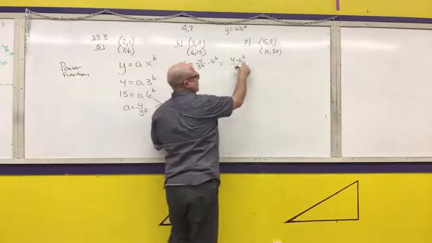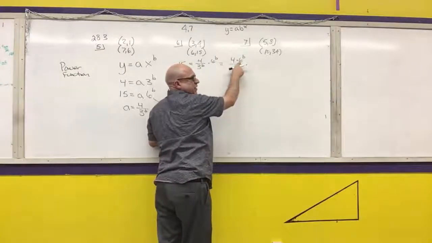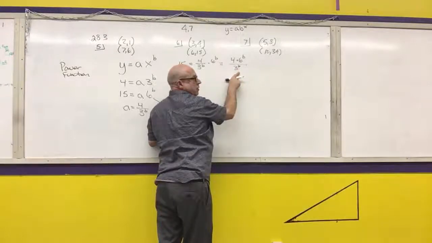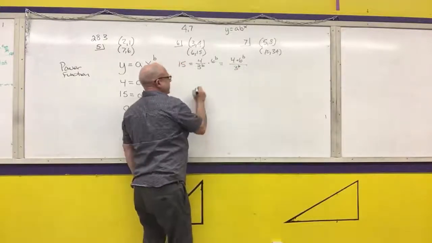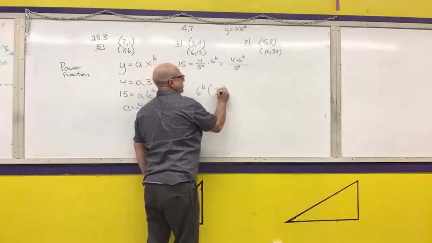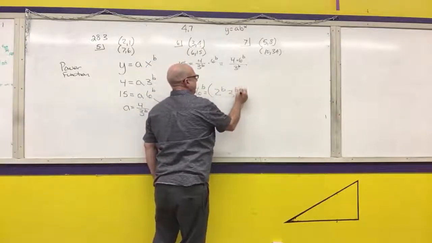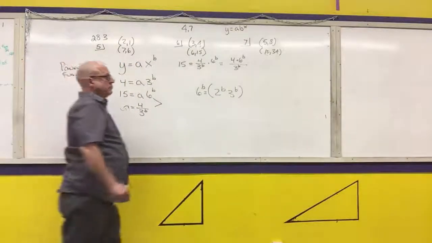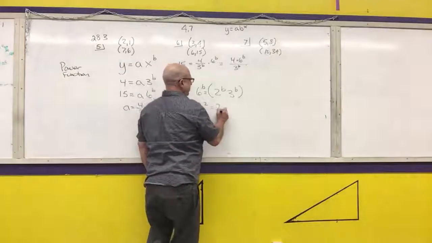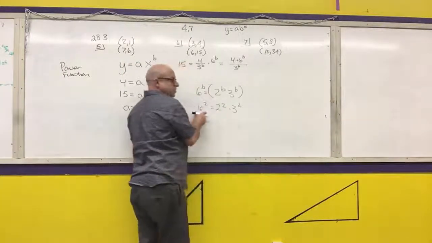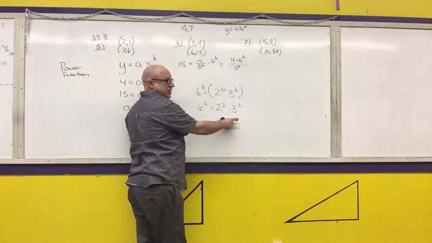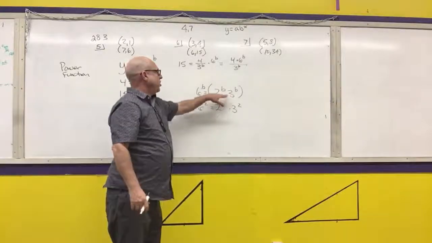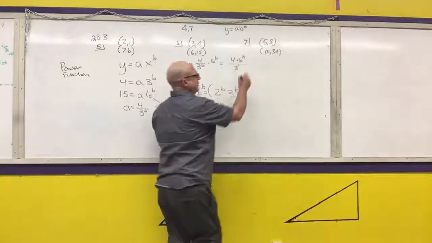So let's look at this 6 to the b. What's a way I can rewrite 6 to the b that's going to help me? Would you agree that 6 to the b is equal to 2 to the b times 3 to the b? Isn't 6 squared equal to 2 squared times 3 squared? That's 36. 4 times 9 is 36. Okay? So notice that 6 to the b I can rewrite like this.